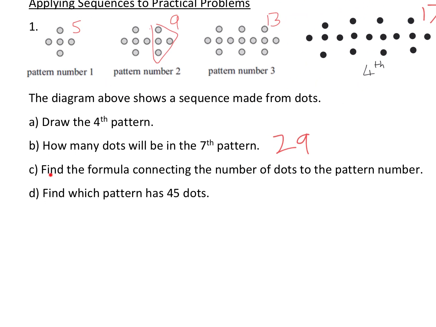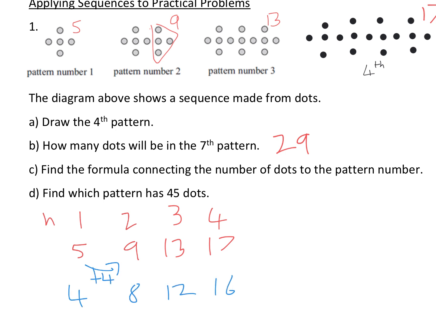Part C says find the formula connecting the number of dots to the pattern number. So if I write down n is 1, 2, 3, 4, we only need 4, that would be fine. And then the actual number of dots is 5, 9, 13, and add another 4, 17. We did notice that it was going up by 4, like the 4 times tables, which is 4, 8, 12, and 16. And that pattern is called 4n.